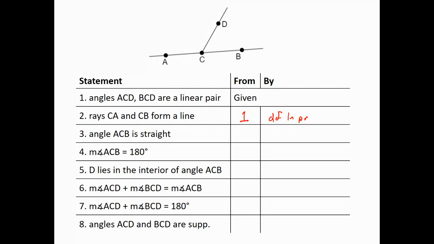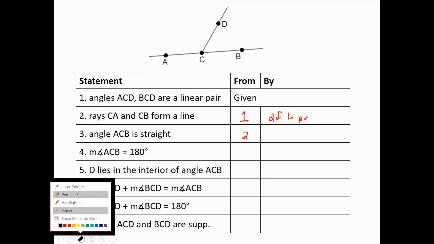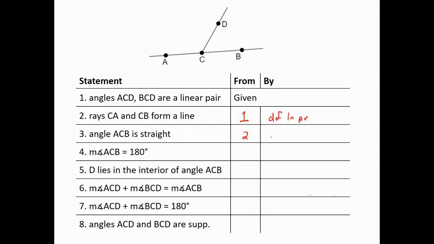Okay, line number 3, angle ACB is straight. Well, think about the definition of straight angle. It says an angle is straight when its two sides form a line. But that's what we were told on line number 2. So line number 3 follows from line number 2 by, oops, that is very messy, by the definition of, excuse me, by the definition of straight angle. Yeah, a straight angle is by definition an angle whose two sides form a line.